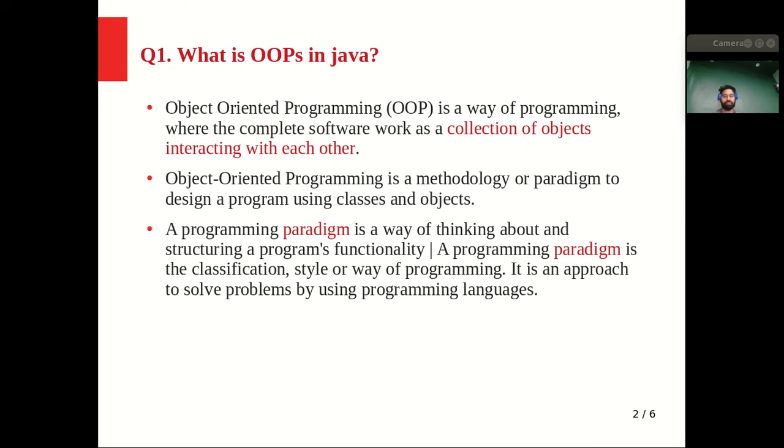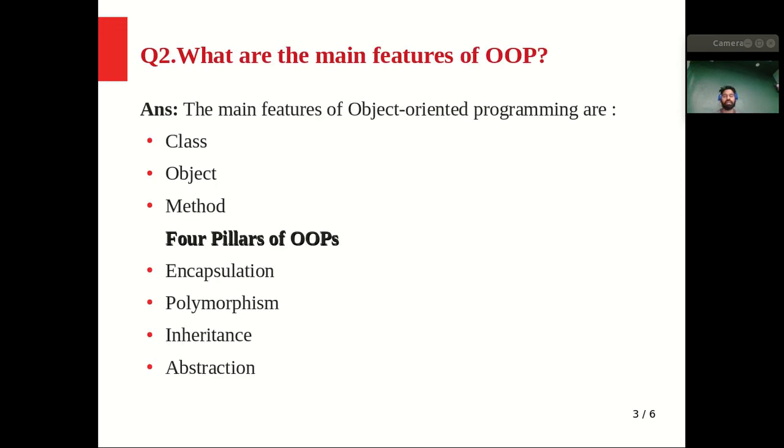Now let's move to the second question. You may get asked, what are the main features of OOPS? This is the most important question you may get in the interview. The main features of object oriented programming are class, object, methods, and it has four pillars of OOPS: encapsulation, polymorphism, inheritance, and abstraction.